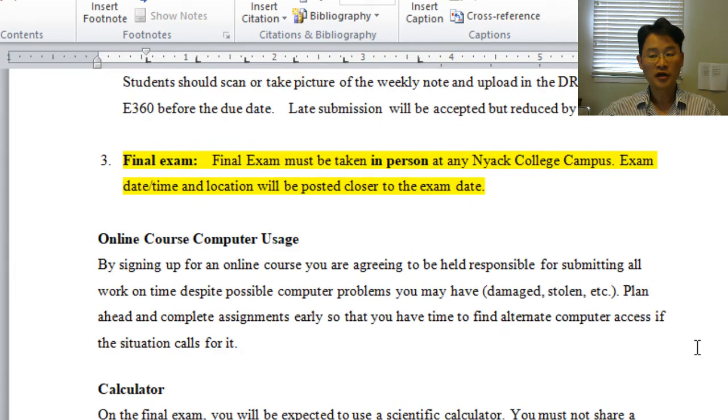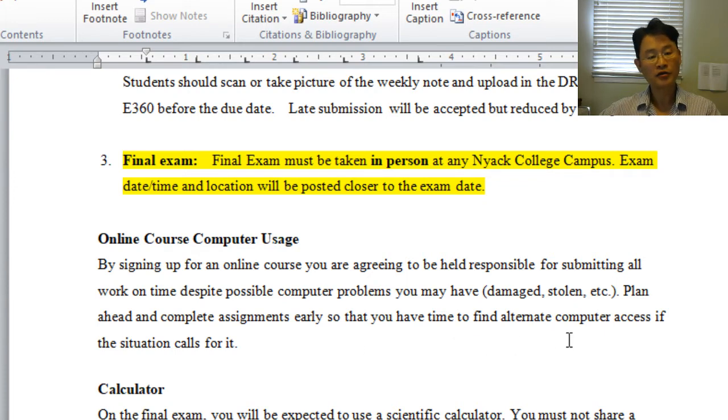Okay, and mind you that this is online course, so you should be able to work with your computer. You should be able to log in. You should be able to take pictures or scan your document and upload that into our Dropbox website, right? Our school class website into Dropbox menu.